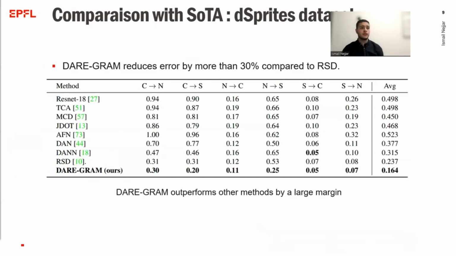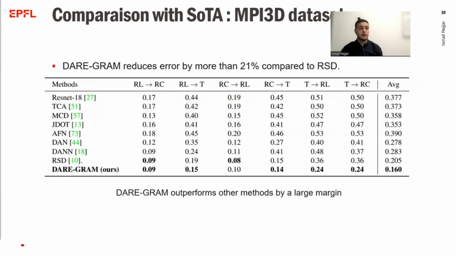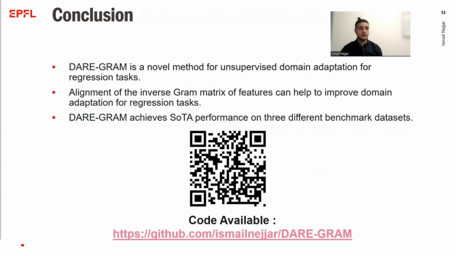We compared our result with state-of-the-art methods on the Disparate dataset, and the proposed approach outperformed all the others. Specifically, we reduced the error rate by more than 30% compared to RSD. We also evaluated our method on the MPI3D dataset, and our method again outperforms the other approaches by a large margin. To summarize, our work introduced a novel method for unsupervised domain adaptation in regression tasks. By leveraging insight from the ordinary least squares solution, we propose aligning the inverse gram matrix of features as a strategy to facilitate adaptation. More details and insights are included in our paper.